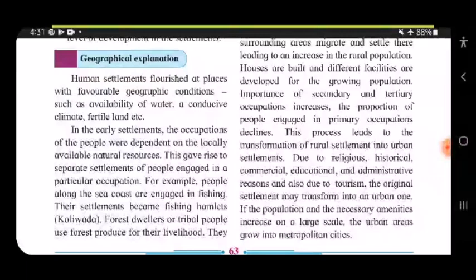an urban one. We also know that because of education and because of jobs, people are coming into the urban areas, that is, into cities. If the population and the necessary amenities increase on a large scale, the urban areas grow into metropolitan cities. When everything starts increasing and the necessary things increase, then the urban city develops. When that urban city gets developed, it is called a metropolitan city.